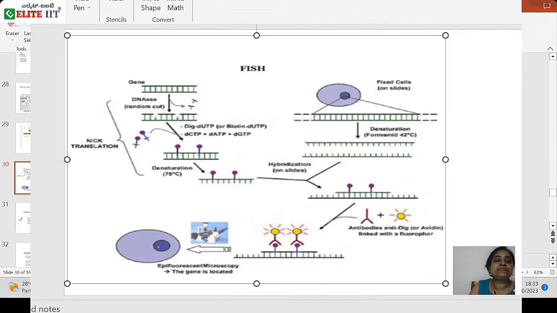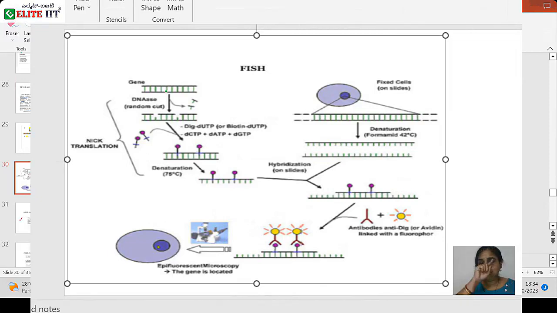So what are the steps followed here? So let's see. First of all, you have the probe and your gene of interest. You need these two things. So now to prepare those things, you have to prepare the probe, and you have to prepare the gene of interest.